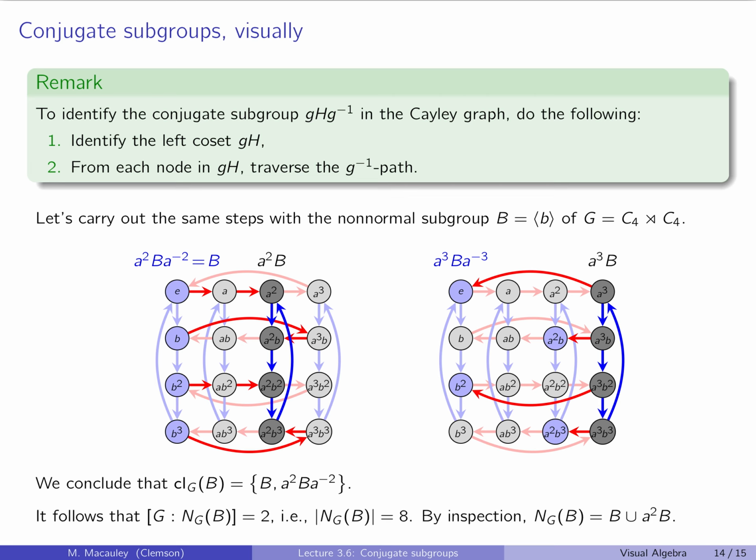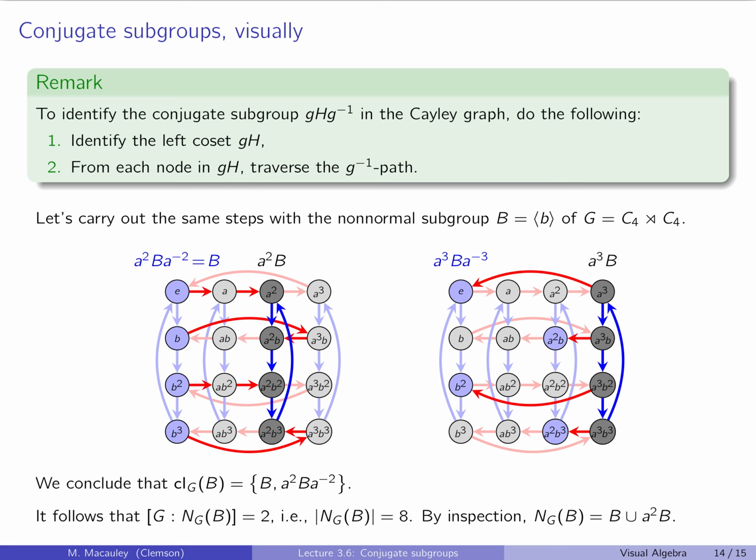And it follows that the index of the normalizer of B is 2. Remember, that's the size of the conjugacy class. In other words, the normalizer has order 8. By inspection, we know what the normalizer is. The normalizer of B are the two left cosets that are also right cosets. One of them is B, and the other one is this coset, A squared B.